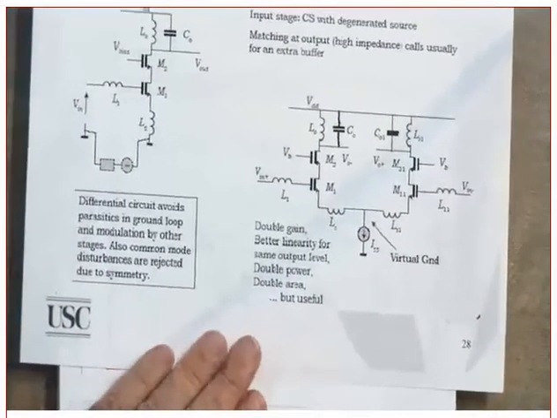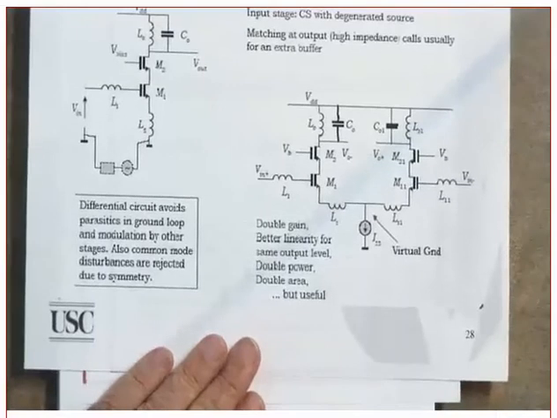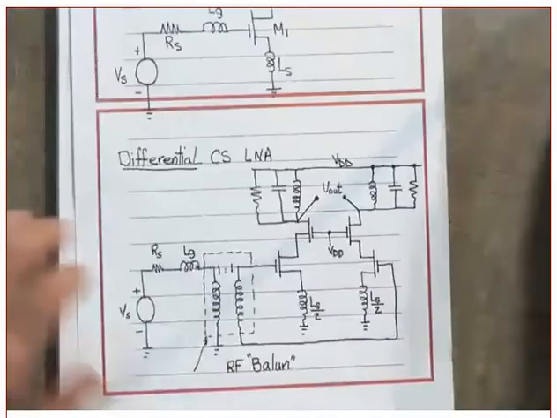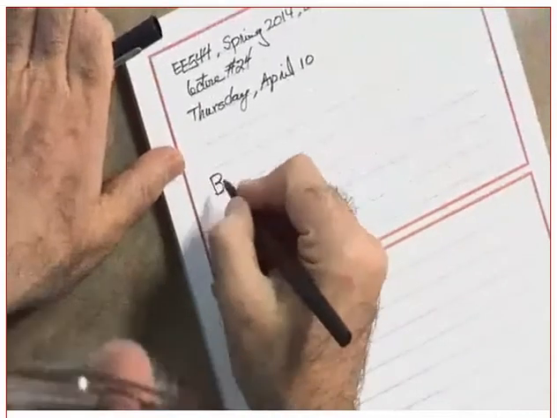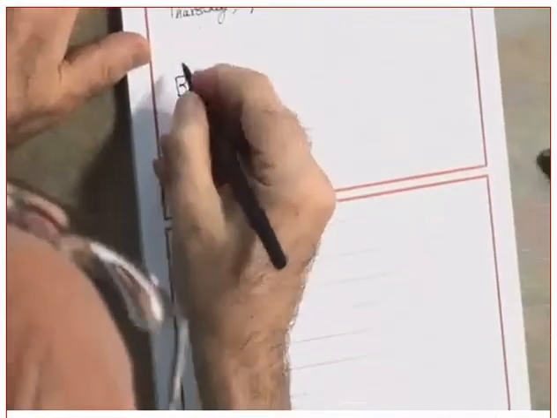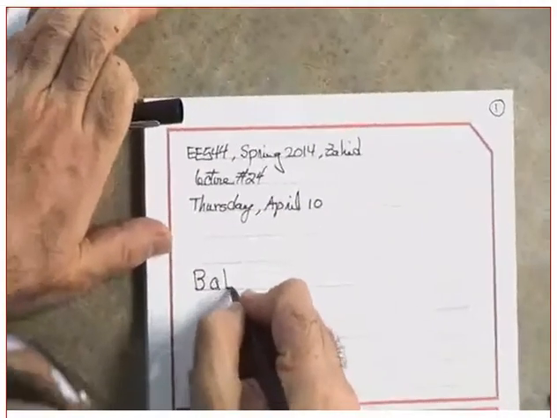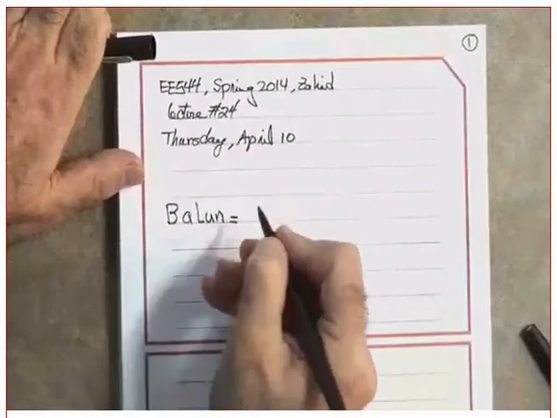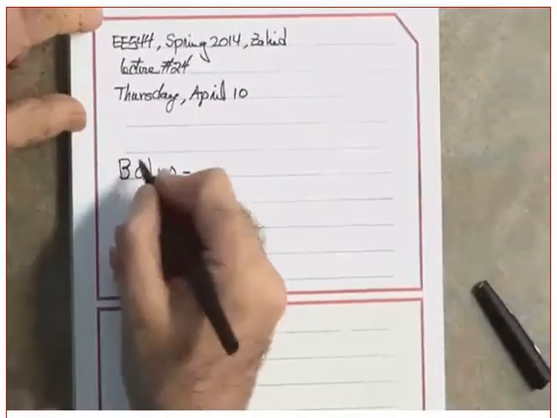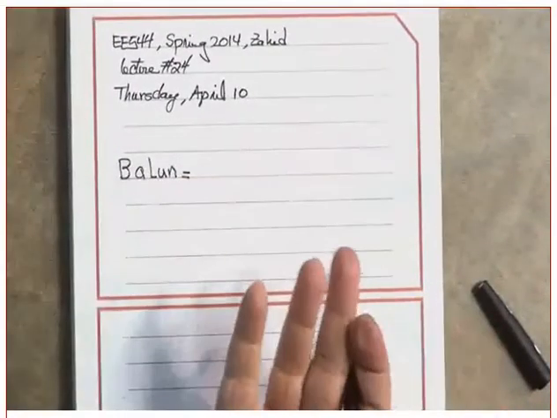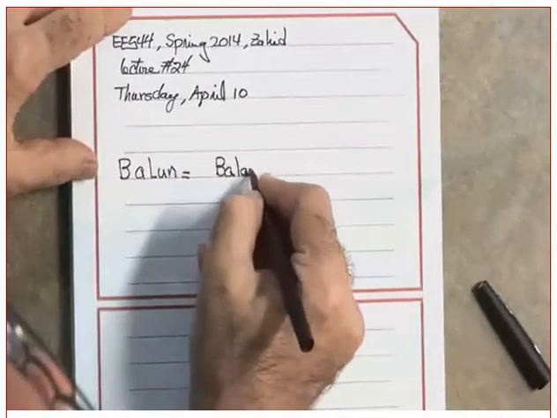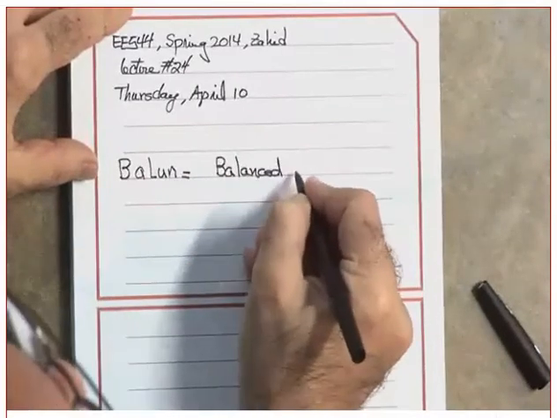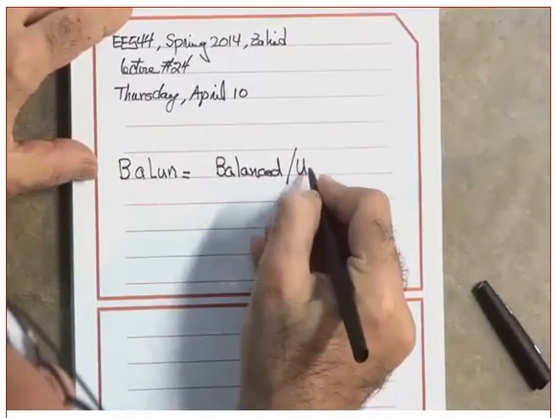Now, the gentleman's question is the following. Why can't we use what is known as a balun? First of all, let me define the word for you. A balun. Sometimes, by the way, they call it balloon, but it's not a balloon. You know that. What does it stand for, by the way? Don't tell me a balloon. It stands for balanced to unbalanced.